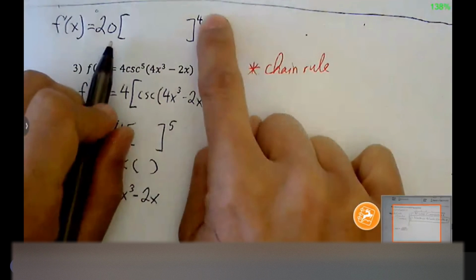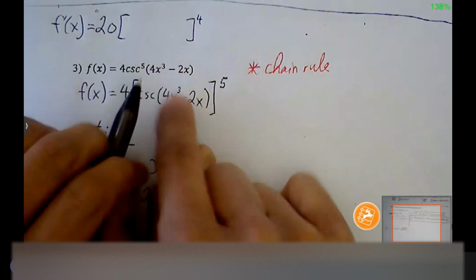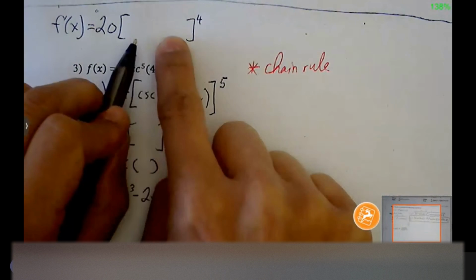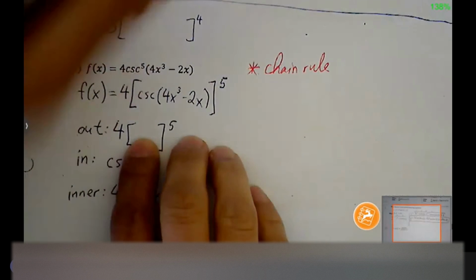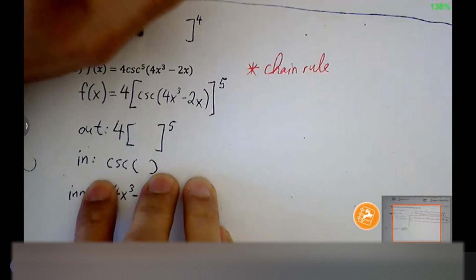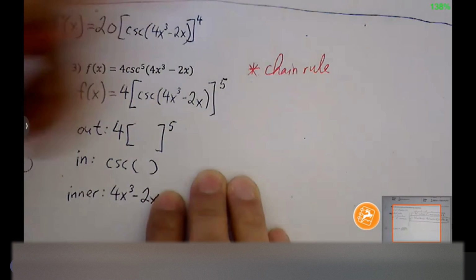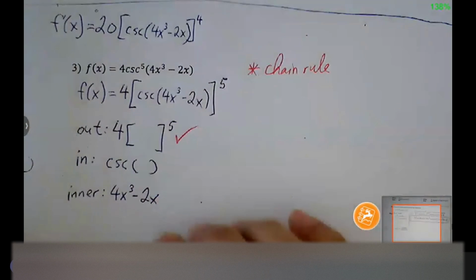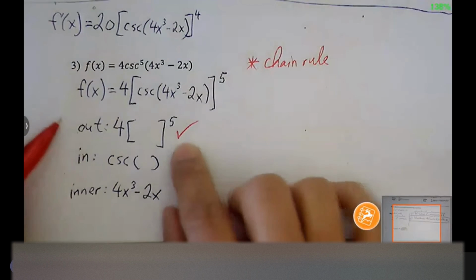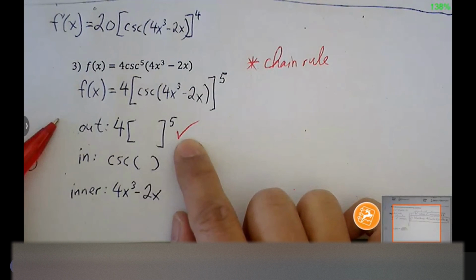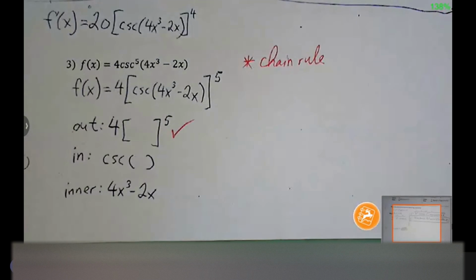Now, when you take the outside derivative, you don't change the inside. The inside is going to just be duplicated. So copy everything you see inside back in. So that takes care of the outside portion's derivative. Okay, good so far? Now we're moving on to cosecant.